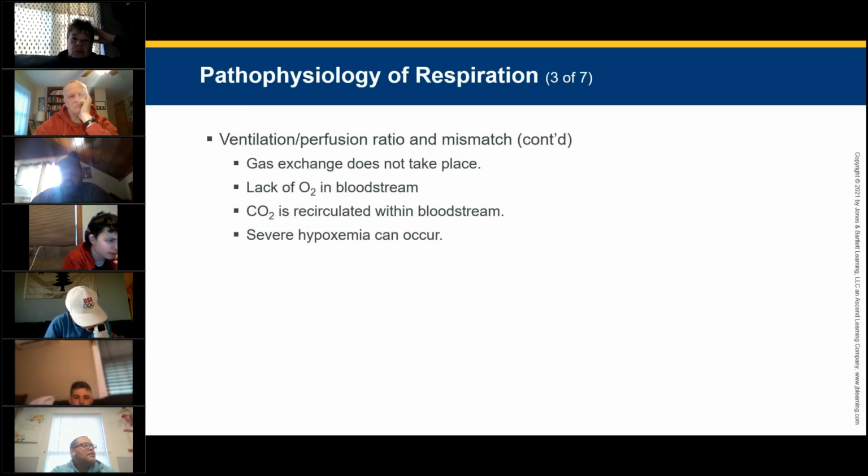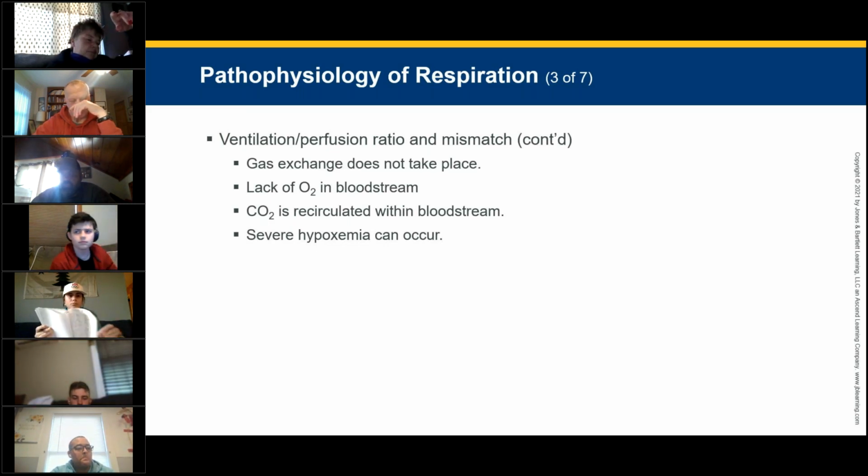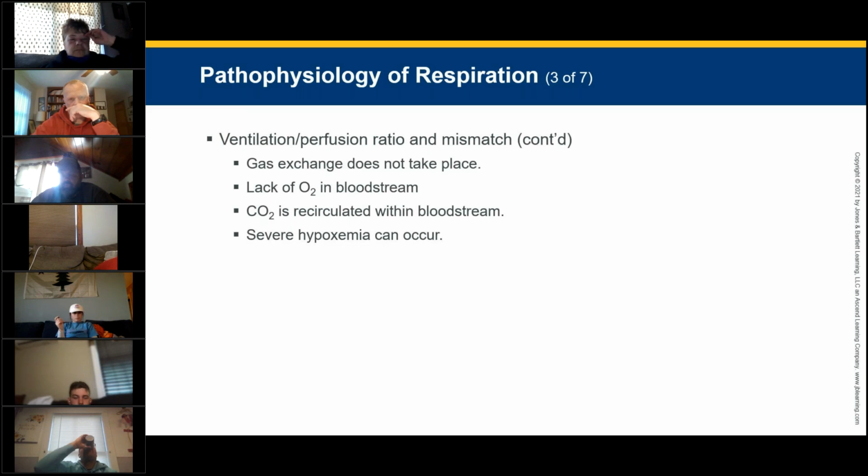When ventilation is compromised but perfusion continues, the blood will pass over some of the alveolar membranes without gas exchange taking place. This results in a lack of oxygen diffusing across the membrane and into the blood circulation. Carbon dioxide is not able to diffuse across the membrane into the lungs and therefore recirculates within the bloodstream. When perfusion across the alveolar membrane is disrupted, optimal exchange of gas is prevented.